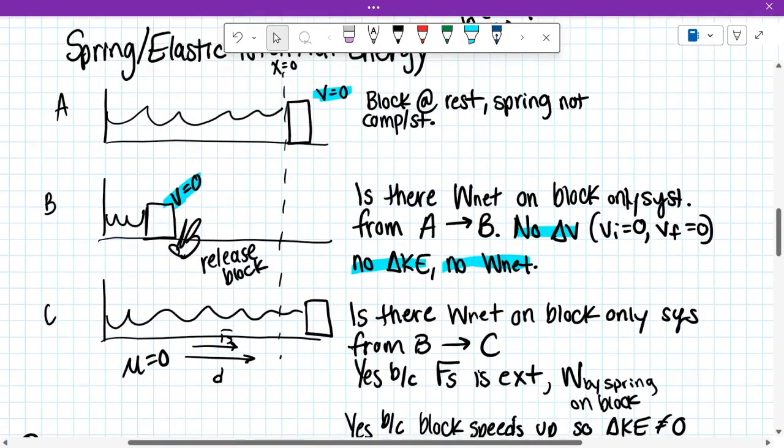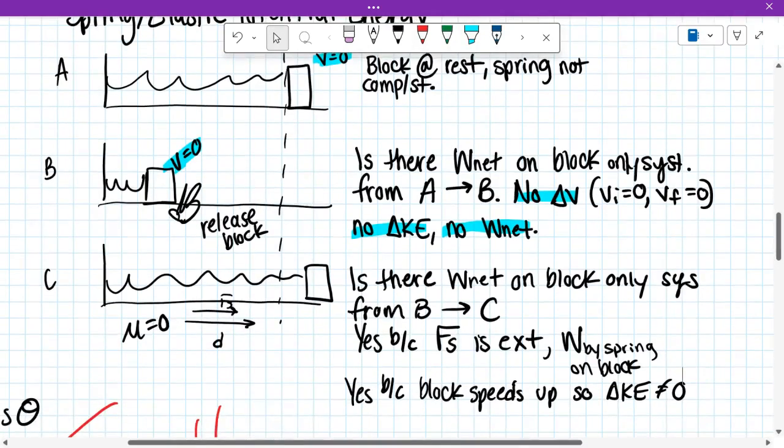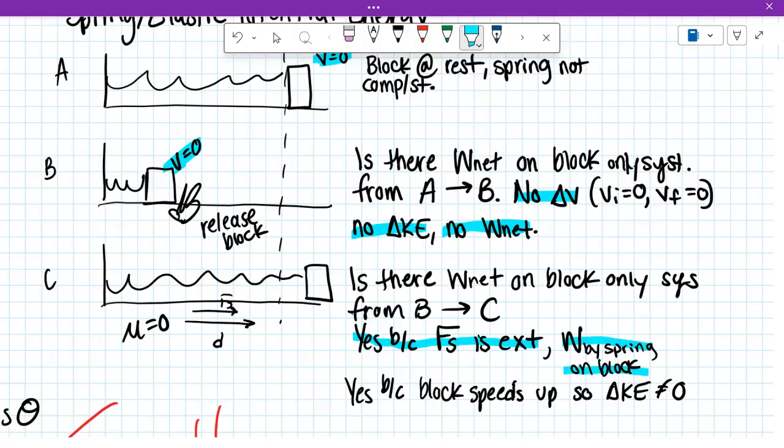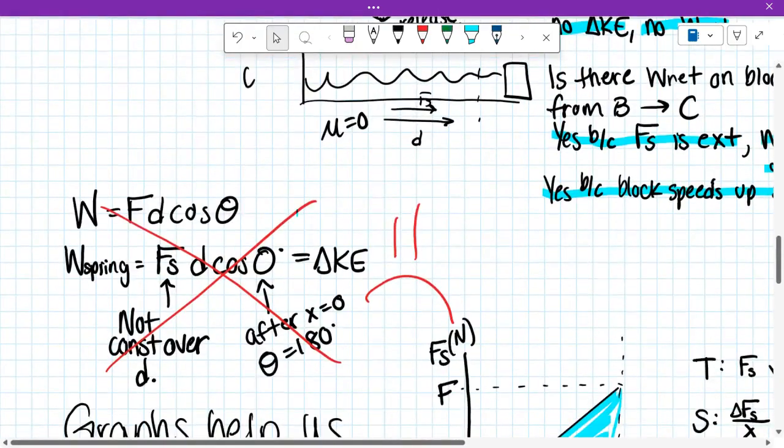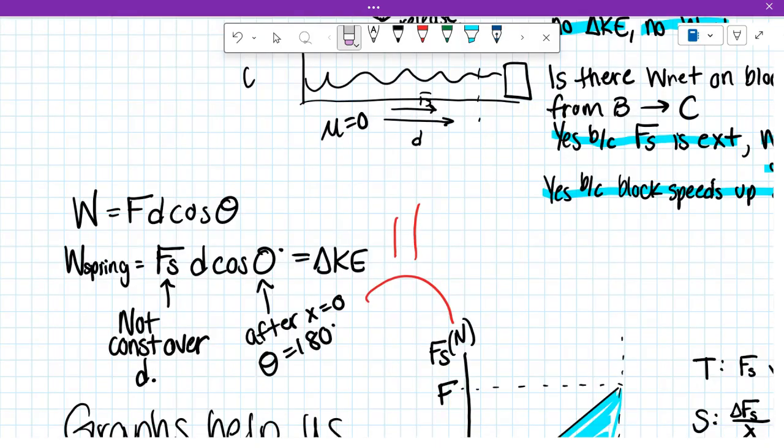Then we have the same question, but now from B to C. So I've released the block. I'm no longer pushing or pulling on the block, and only the spring is allowed to act. From B to C, there is work done on the block-only system because the force of the spring is external. So we have some work done by the spring on the block. And because the block speeds up, there's going to be a change in kinetic energy. So we know the work could be calculated by doing F d cosine theta. If I were to find the work done by the spring, I would need to do the spring force times the displacement times the cosine theta.